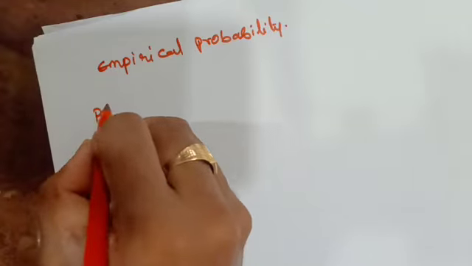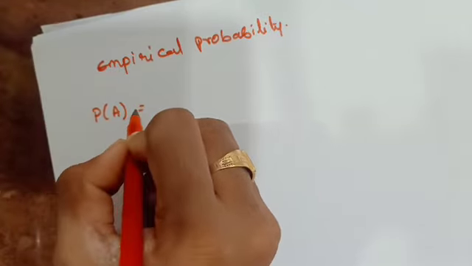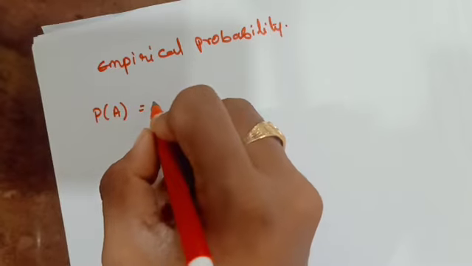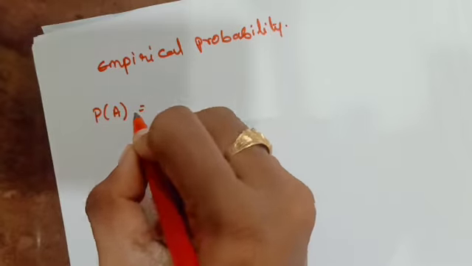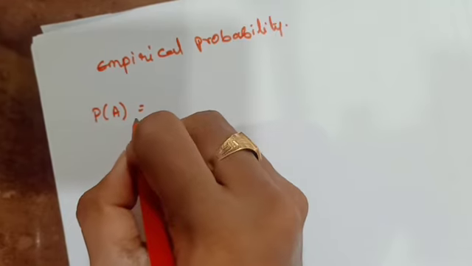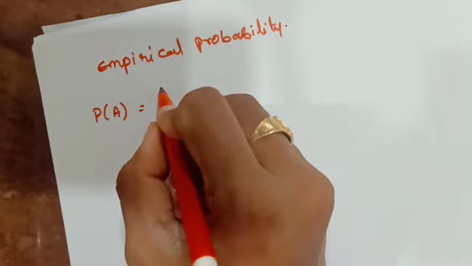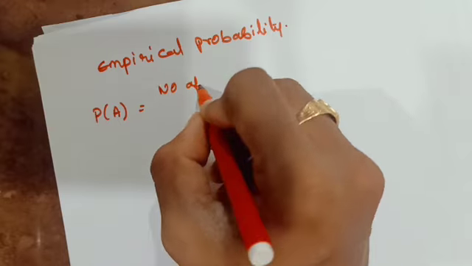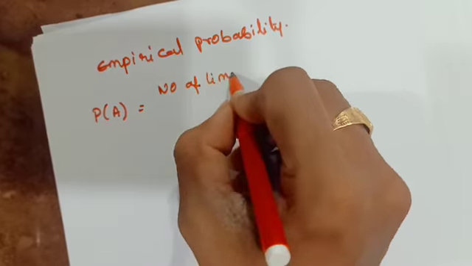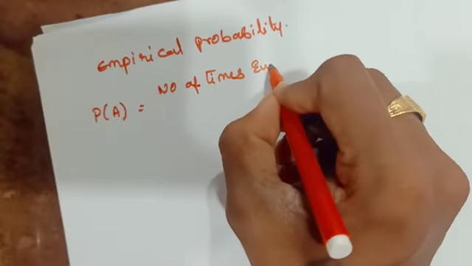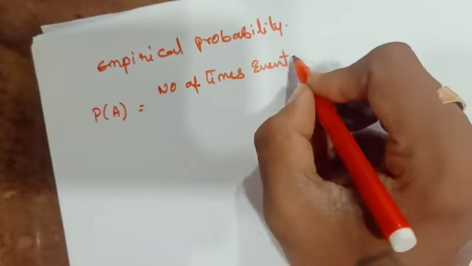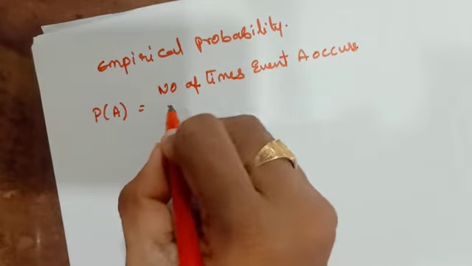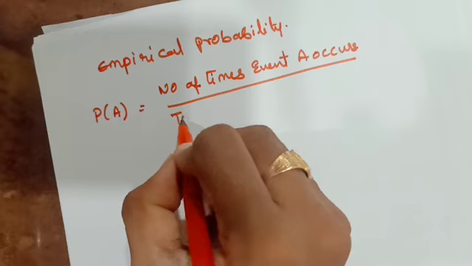So here also, the probability of event A in empirical probability, which we calculate, is the probability of event A equals the number of times event A occurs by the total number of trials.